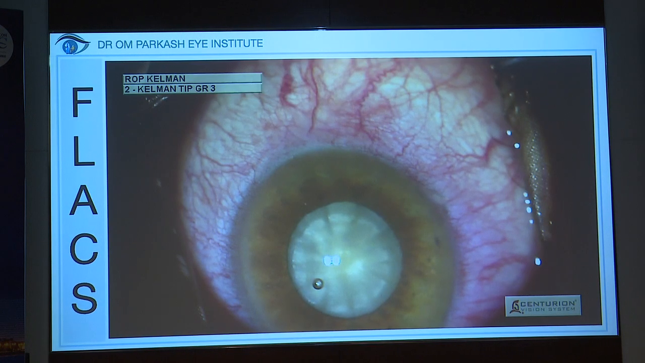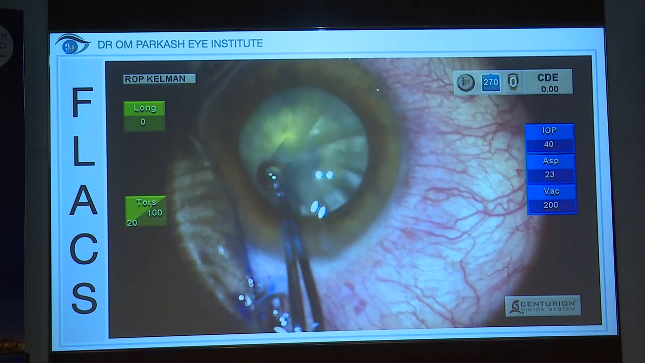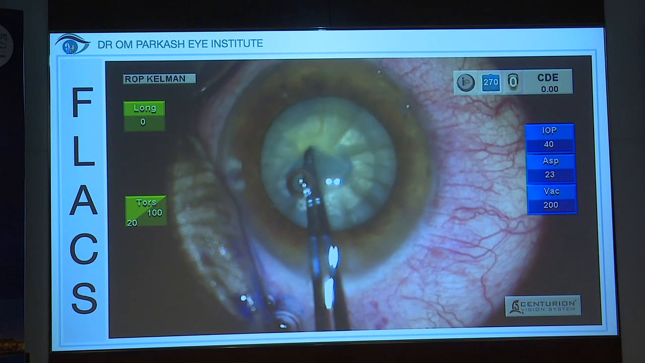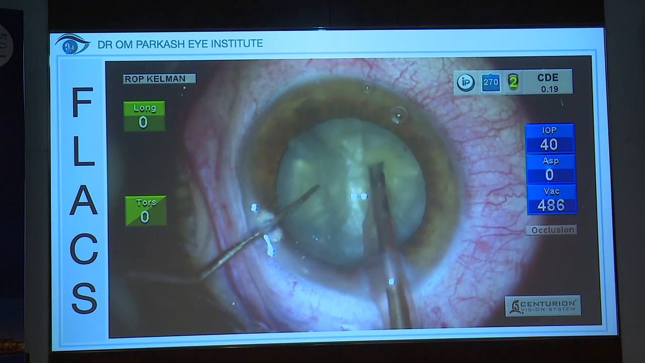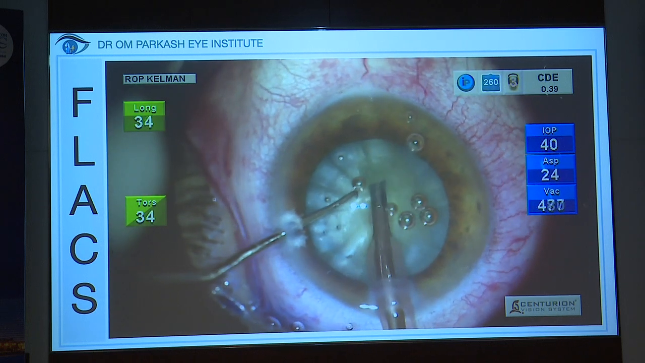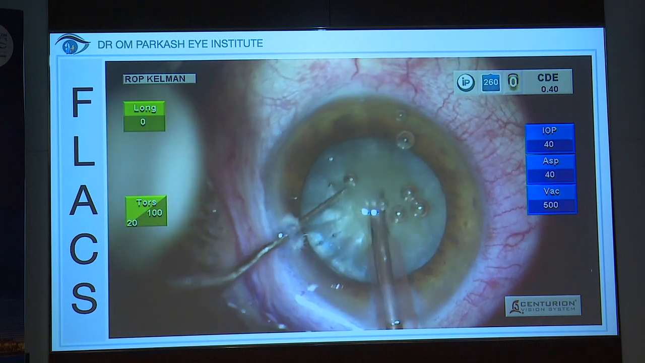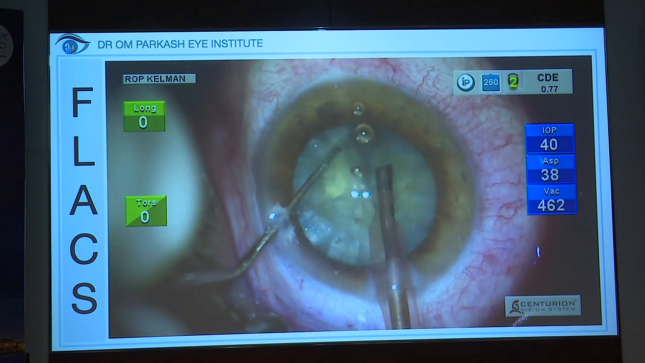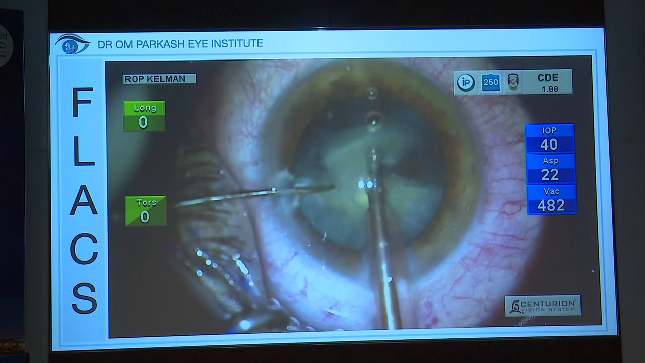So this is a case where we did FLACS in a white intumescent cataract. The important point here is to always stain the capsule, and when you're doing the rexis, because there are incomplete tags, do the rexis in a guided circular fashion. So I did direct chop in this case, and the phacoemulsification was completed.